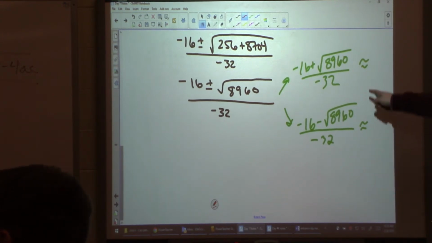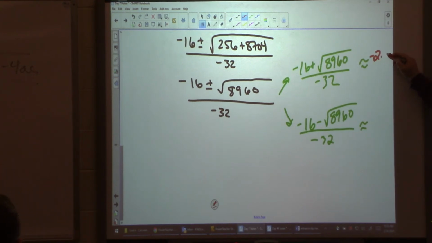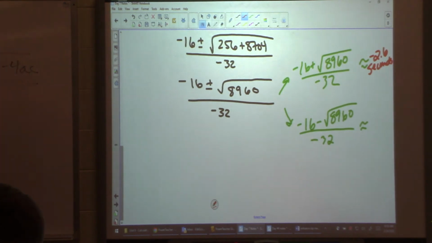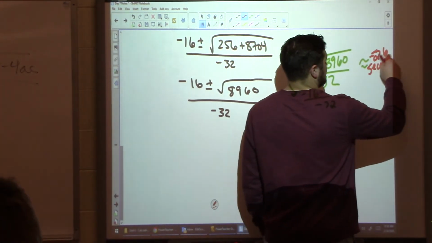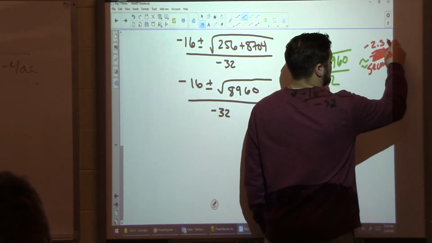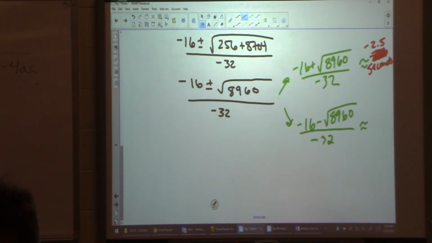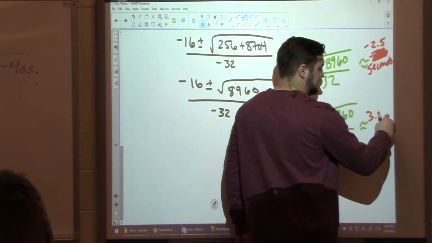Hey, did anyone get the first one? Negative 2.6. Okay, we'll go to 1 decimal place, I guess. 2.6. Is it 2.5? Yes. Okay, what about the bottom part? What'd you get there? 3.5. Remember, we're talking in seconds.